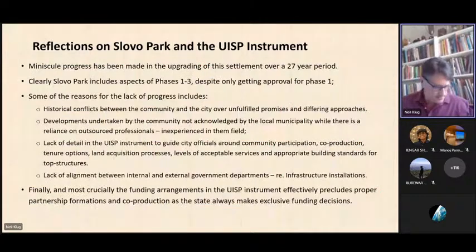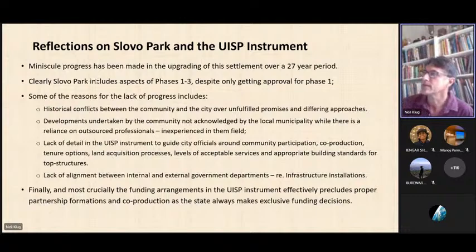Now just reflecting on this application of this instrument in terms of Slovo Park informal settlement. Firstly, very little progress has been made from the time they settled there as a community 27 years ago. They have some basic water connections, chemical toilets, and some interim electricity installed, which is causing a lot of problems because it's breaking down frequently and so forth.